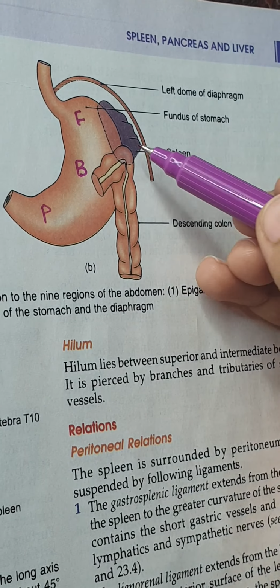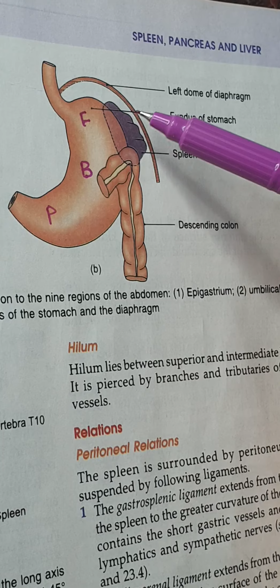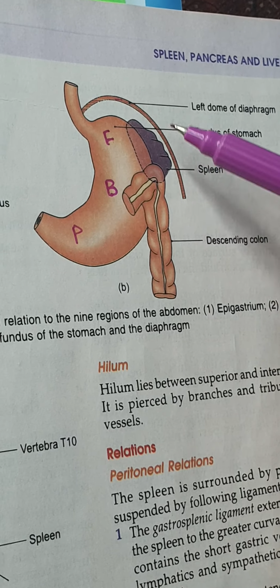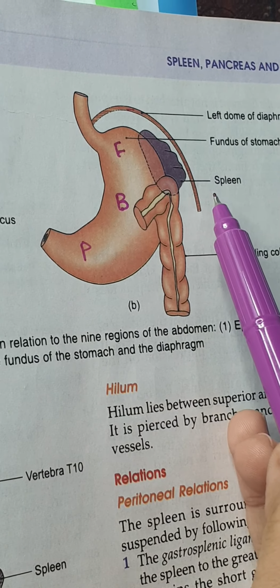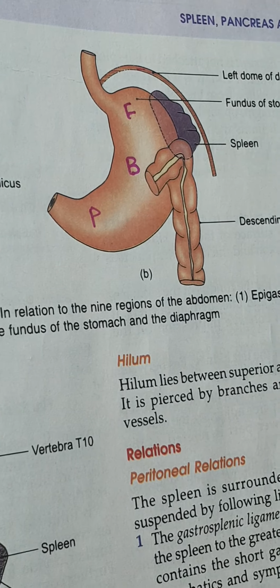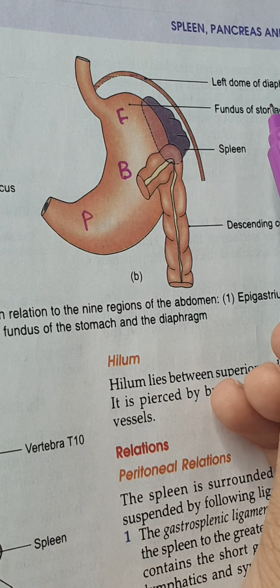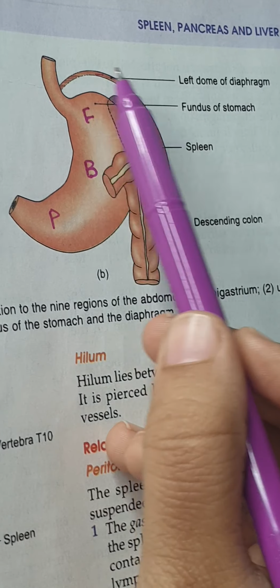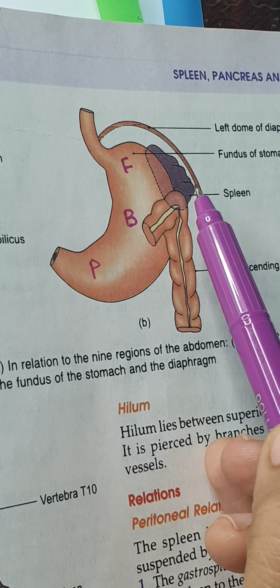spleen. So this you can see is the spleen, its superior border bearing the notches. And this septa, it's not a septa, it is representing the left dome of diaphragm. The diaphragm is cut from here and you can only see a trace of it. So in between the fundus of stomach and the left dome of diaphragm, we have the spleen.